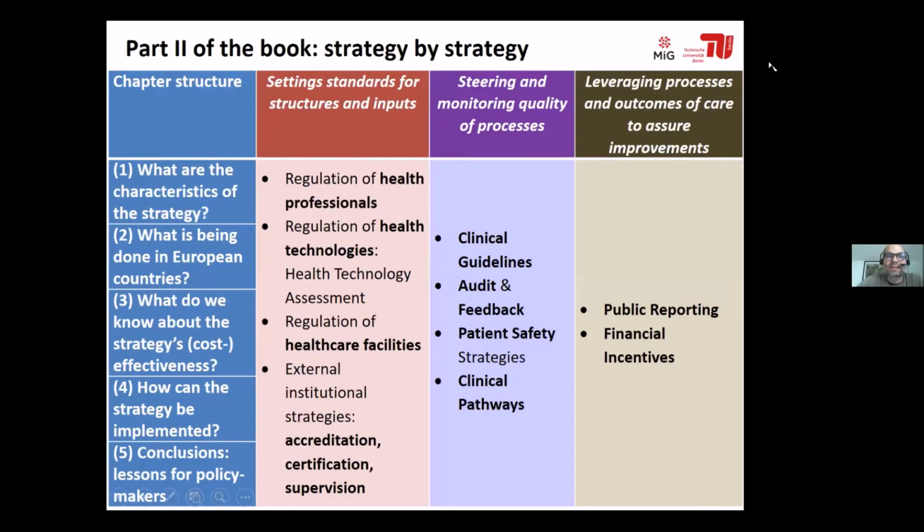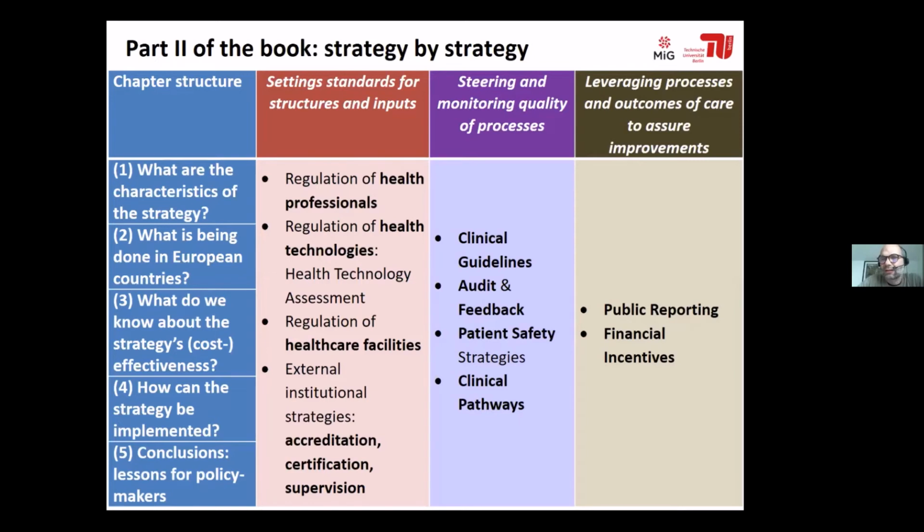In the end, we went for the quality improvement cycle idea. So with setting standards, steering and monitoring quality of processes, and leveraging processes and outcomes of care, which was then our defining framework. And we looked at 12 strategies in more detail, and of these, 4 we sorted into setting standards for structures and inputs. We looked at health professionals, health technologies, healthcare facilities, and last but not least, external institutional strategies like accreditation, certification, and supervision, which already has an overlap to the next strand, which is steering and monitoring quality of processes, where we sorted clinical guidelines, audit and feedback, patient safety strategies, and clinical pathways.